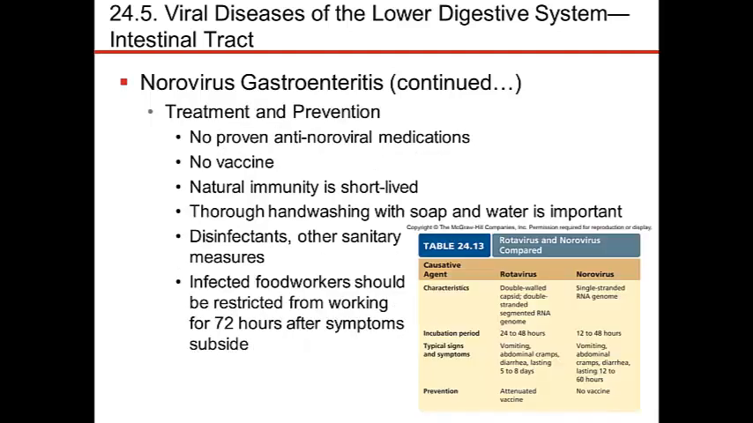There's no antiviral therapy for Norwalk virus infection, nor is there a vaccine. Fluid and electrolyte imbalance caused by the vomiting and diarrhea may require intravenous fluids. Again, personal hygiene such as hand washing and public health measures such as proper sewage disposal are helpful.